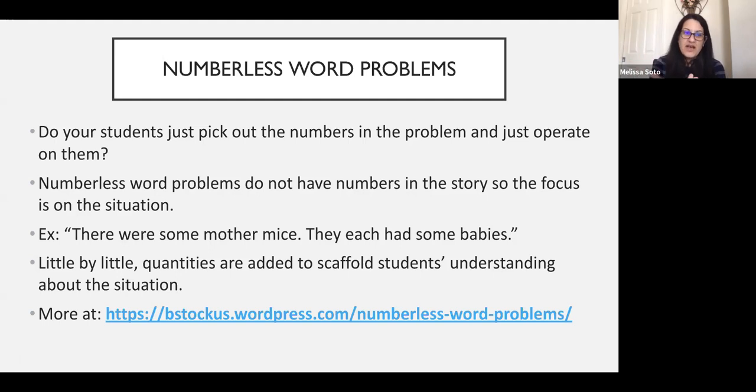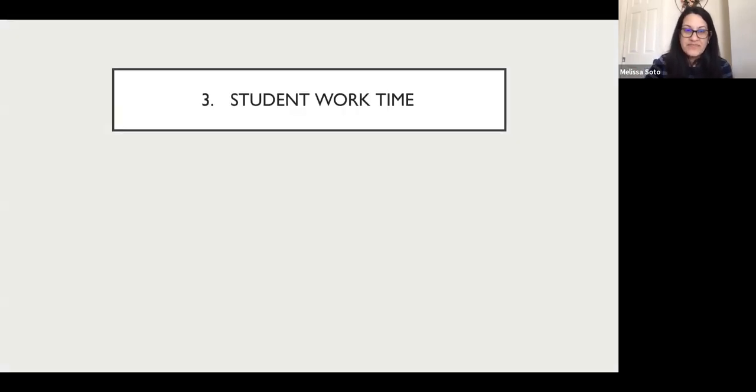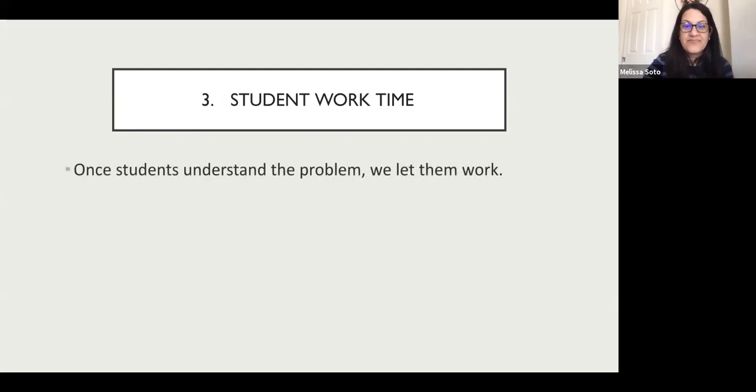But again, this particular practice is good if kids are just picking those numbers out and not really comprehending what's happening in the story problem, but just really focused on the operations. So we've done number work, which is the first thing we do. We pose problems. And once we've posed the problems, now it's time for us to get out of the way and provide students time to work.